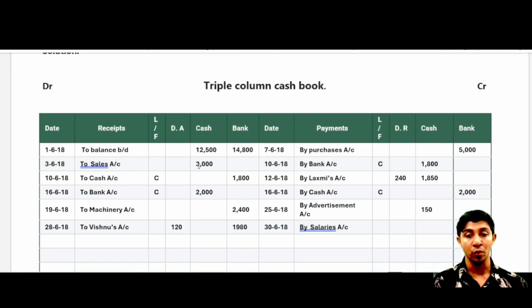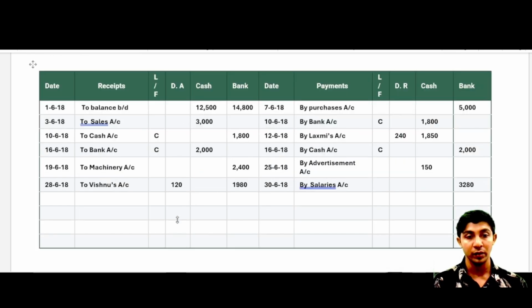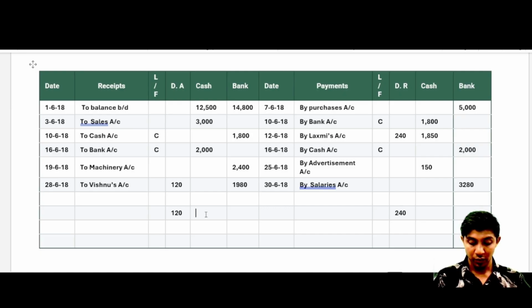Now we need to do total. ठीक है, पहले हम डिस्काउंट का टोटल करेंगे. And what is it? It is 120. Discount received is 240. Then we'll do the total of the cash column. First we'll begin with the debit side. It is 12,500 plus 3,000 plus 2,000.